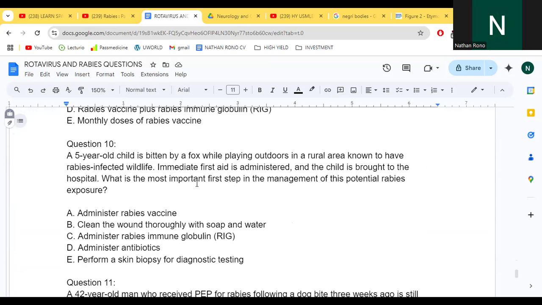And then here it's asking the most important first step in management of potential rabies exposure. What is the first step? B, good. Clean the wound thoroughly with soap and water for at least 10 minutes.